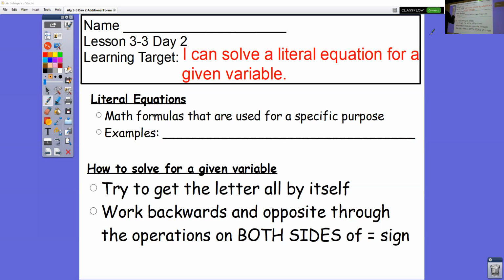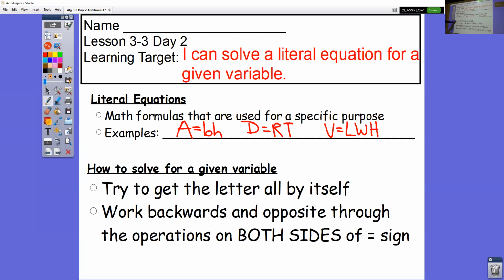For example, you might have A equals BH. That is the formula for area of a rectangle or area of a parallelogram. Area equals base times height. You might be asked today to rearrange the formula for B equals or for H equals. You might have distance equals rate times time, and be asked to rearrange for R equals or for T equals. Or volume equals length times width times height.